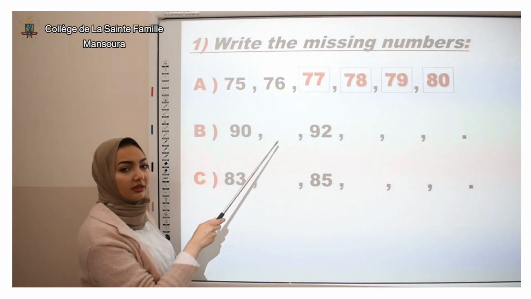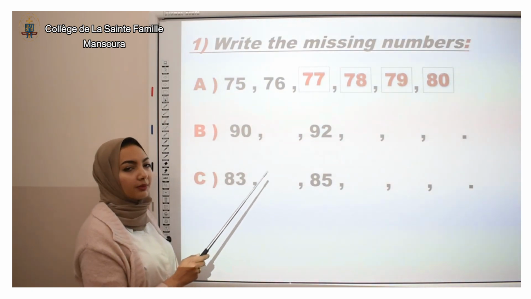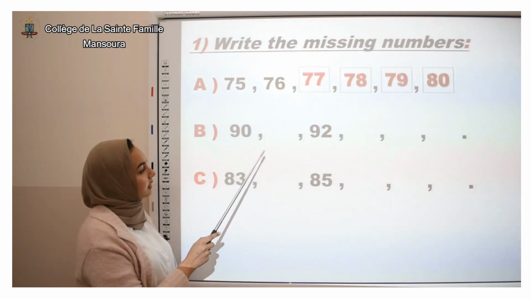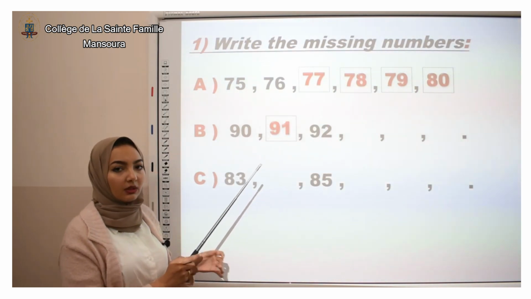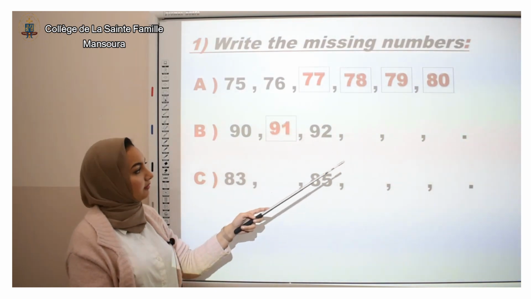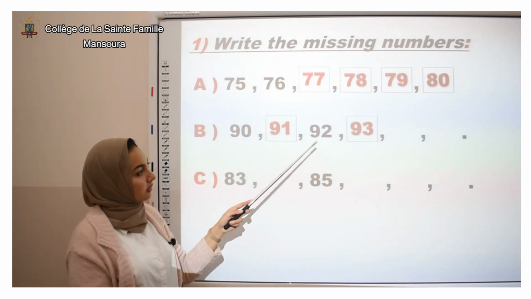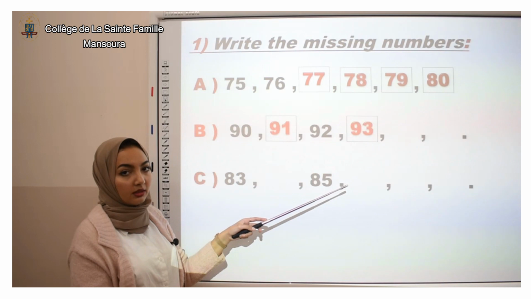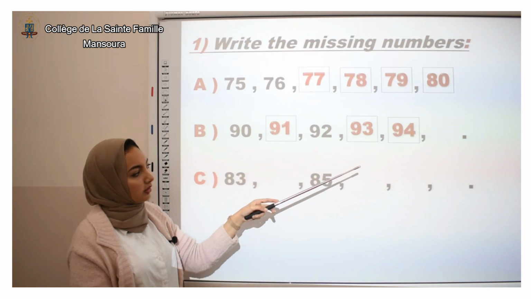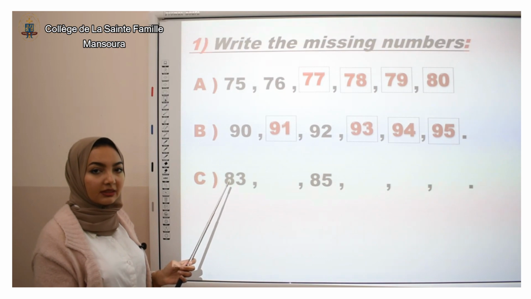Okay, this one, 90. And a missing number, then 92. Okay, so what is the missing number between 90 and 92? Yes, 91. So 90, 91, 92. After 92, 93. Okay, after 93, yes, 94. After 94, 95.